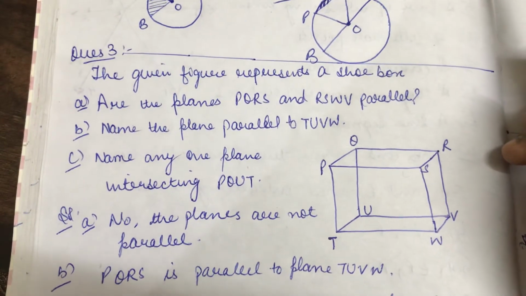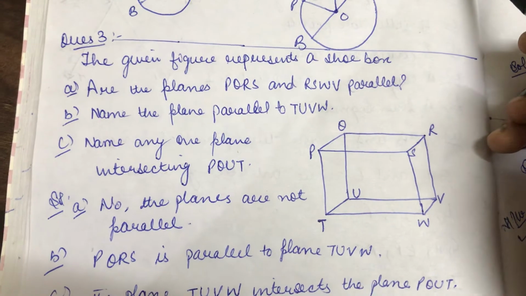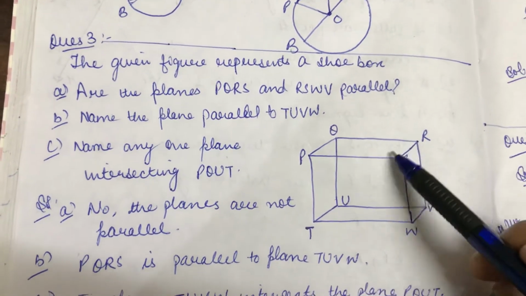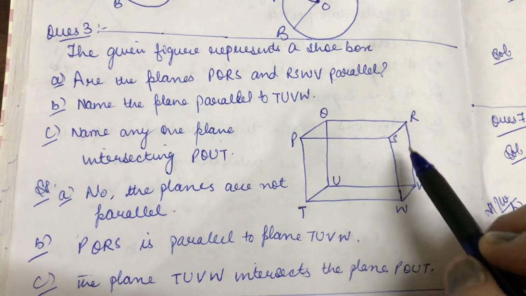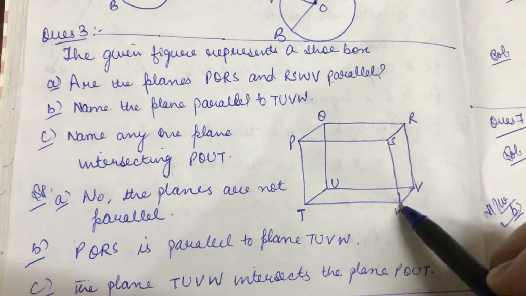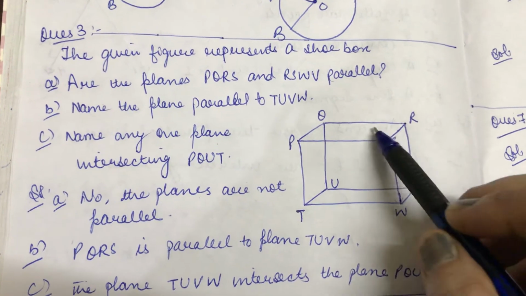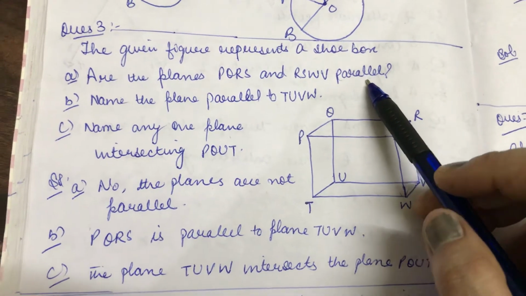Next question is, the given figure represents a shoebox. Are the planes PQRS and RSWV parallel? PQRS is this plane, the upper one. RSWV. Now RSWV is here. This is side one. Clearly these two planes are not parallel. In fact, they are intersecting each other, meaning meeting each other. So they are not parallel.